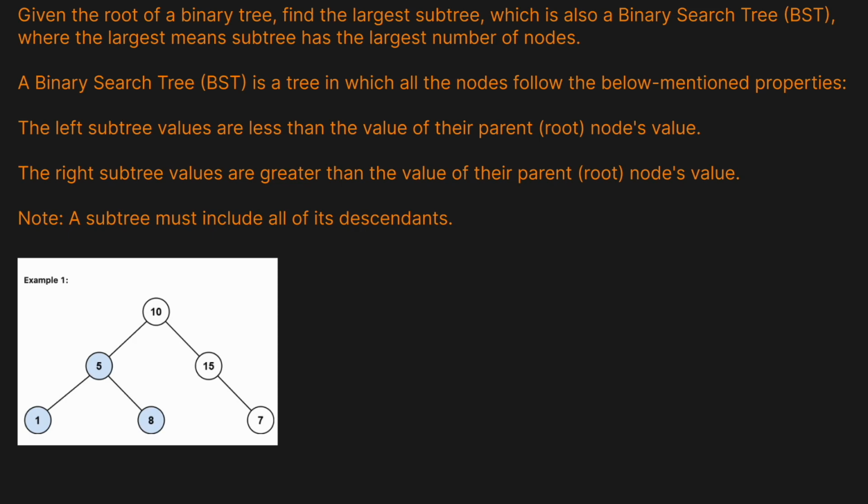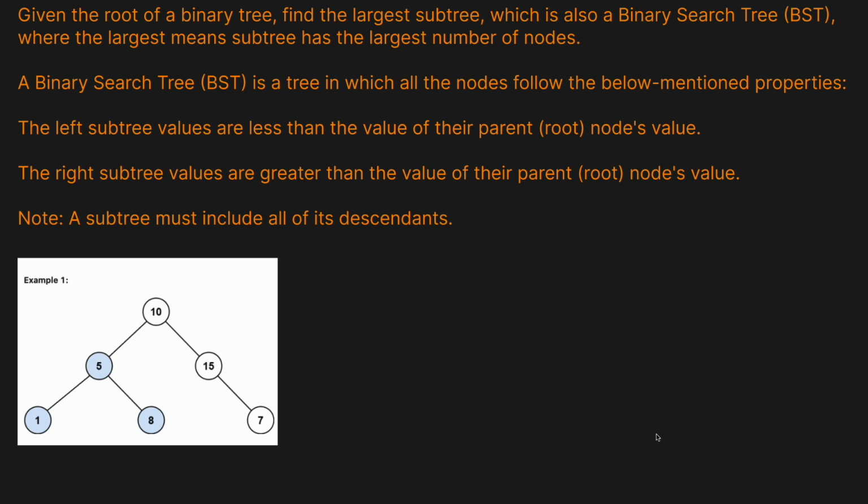A binary search tree, BST, in a tree is one in which all the nodes follow the below mentioned properties. The left subtree values are less than the value of their parent root's node value. The right subtree's values are greater than the value of their parent node's value. And a subtree must include all of its descendants. We can't pick and choose ones, right?